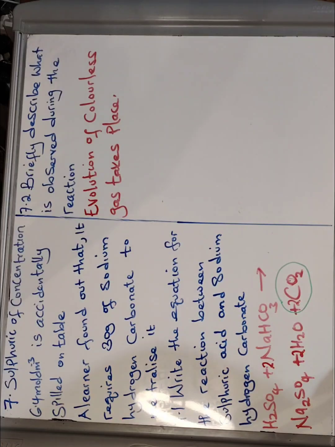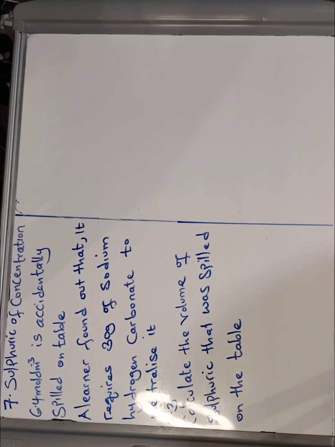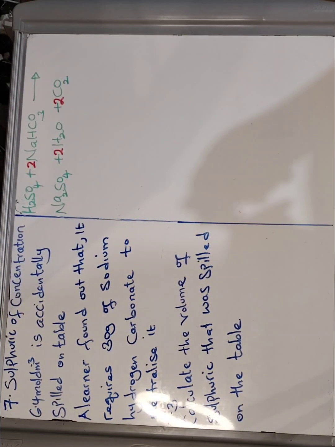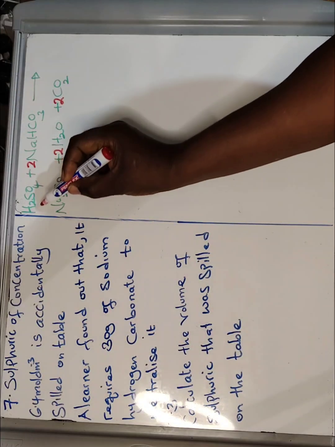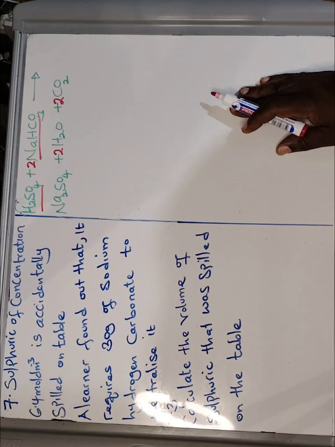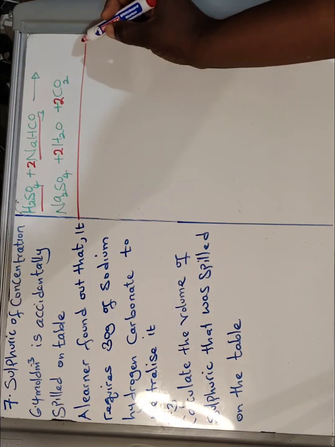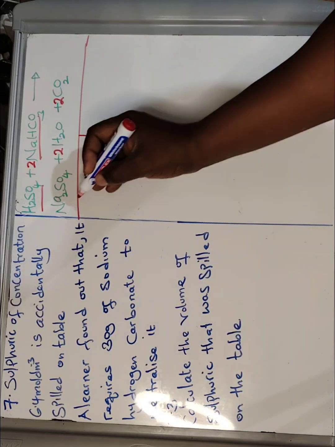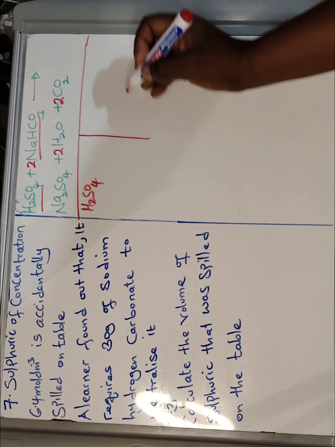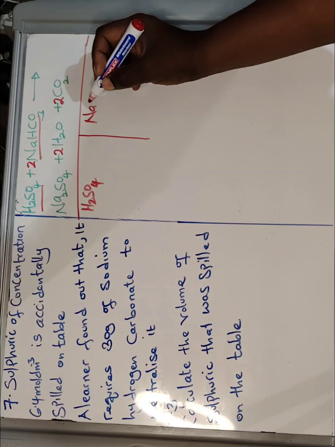Okay, so we go to the next question, 7.3. It says, calculate the volume of sulfuric acid that was spilled on the table. To answer this question, we are going to need the equation of the reaction taking place. So that's the equation. Like we always do, you have to remember that the ratios are very clear. We divide this one into 2. This side we put sulfuric acid, and this side we put sodium bicarbonate.